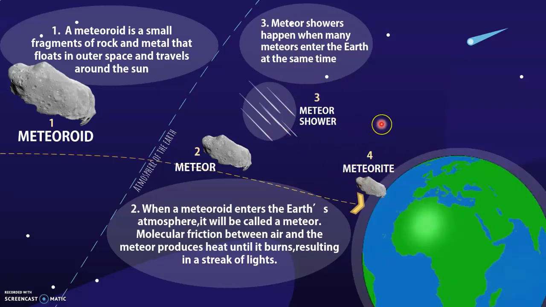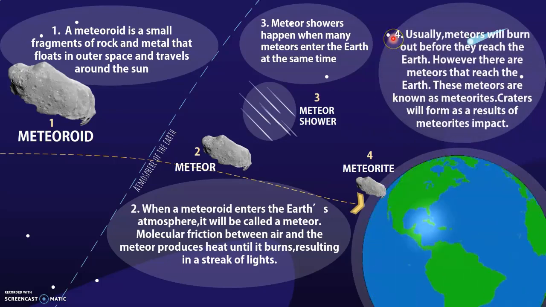This one is meteorite. Usually meteors will burn out before they reach the Earth. However, there are meteors that reach the Earth. These meteors are known as meteorites. Craters will form as a result of meteorite impact.